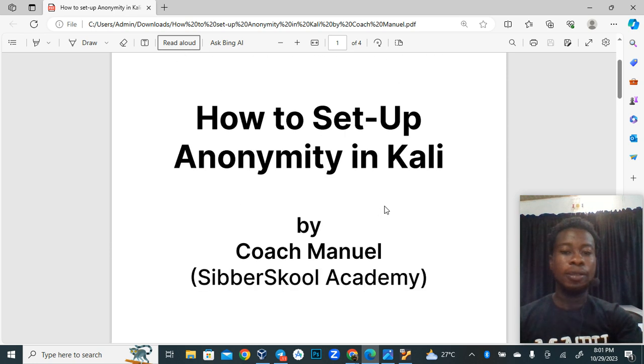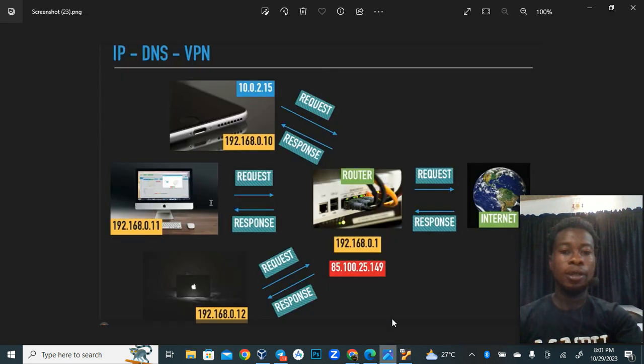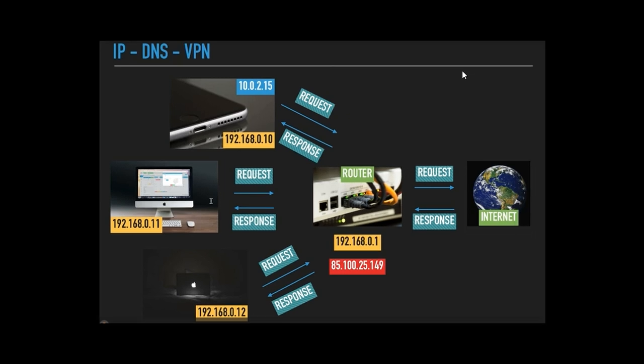Let's get started. Before I walk you through the step-by-step procedure on how to set up or how to remain anonymous in Kali, I would like to let you know a few things. The first is going to be on how the network works. Basically, if you look at my screen right now, you can see the IP, the DNS, and as well VPN. And what does this mean?